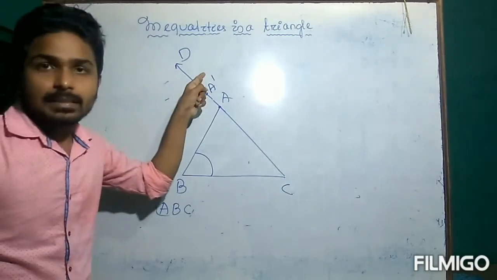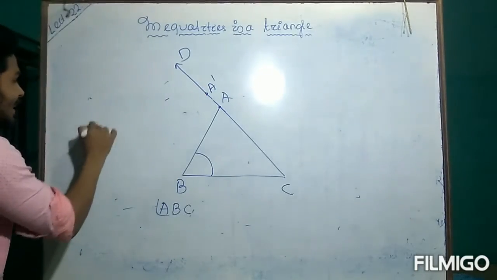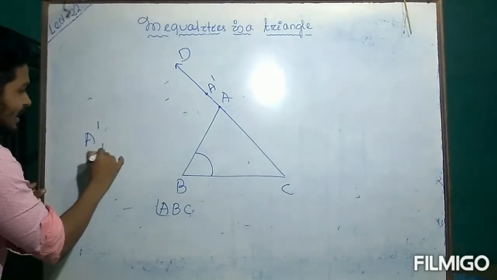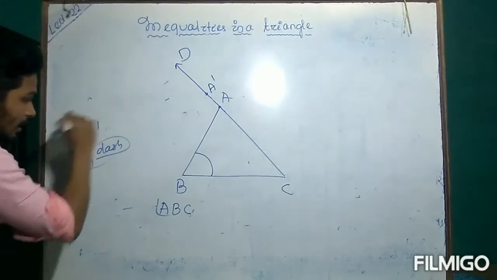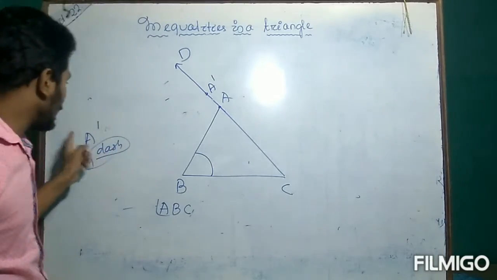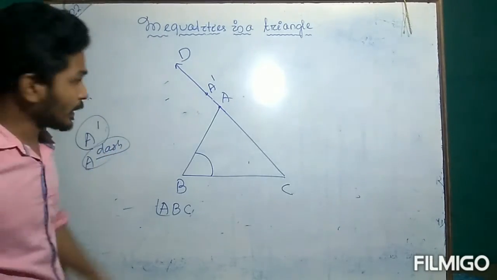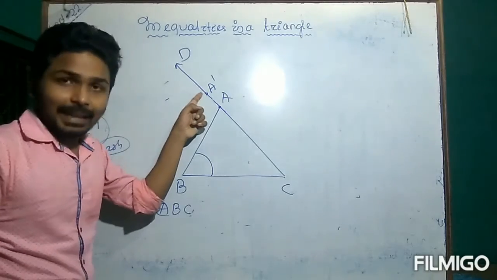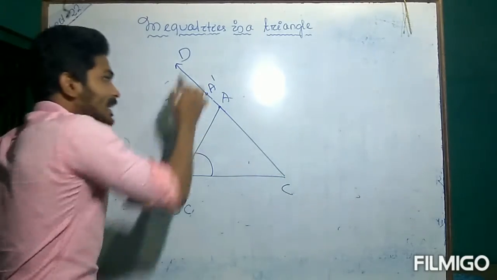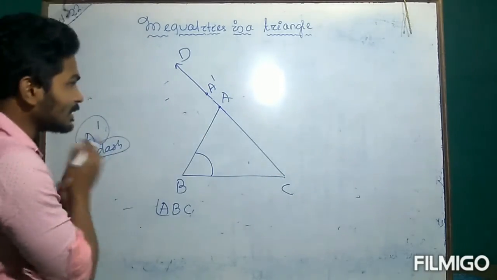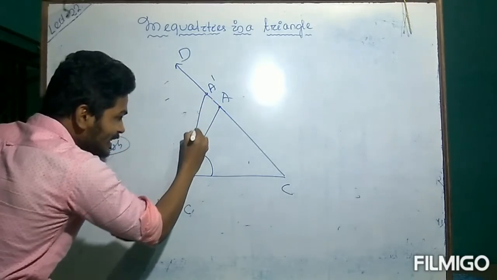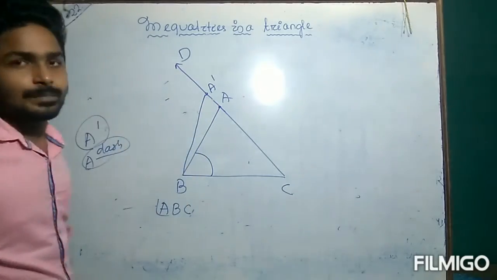It is known as A dash. What is it? A dash. It is read as A dash and written like this. Suppose I have taken a point A dash over CA. Then just join this A dash with B.